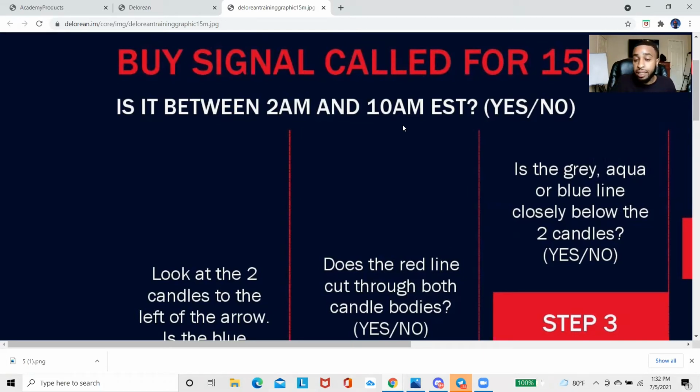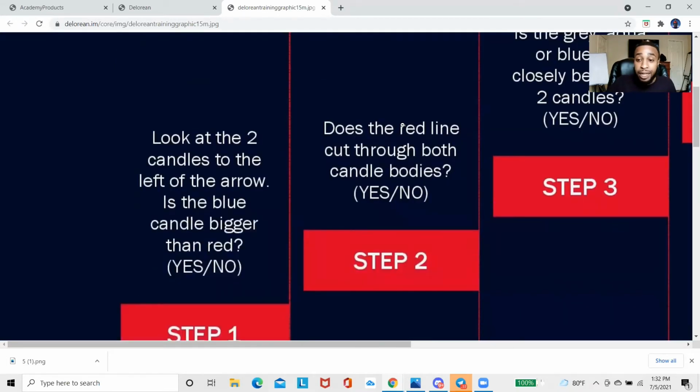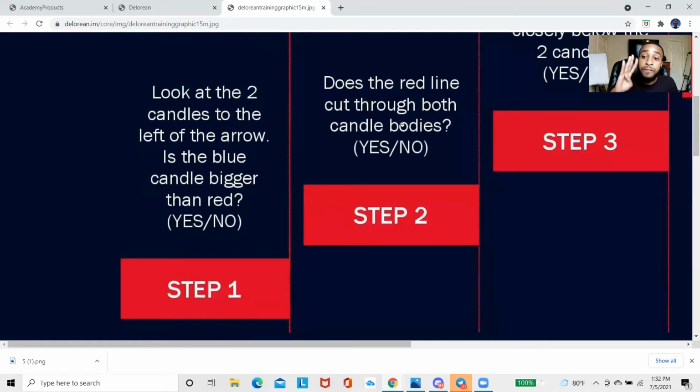Now, with that being said, if it is not between 2 a.m. and 10 a.m. Eastern, I'm Central, that would be 1 a.m. to 9 a.m., that would simply mean I would not be looking for a possible trading opportunity right now. I would need to wait, come back to the market later, and then make a decision at that time. So assuming at the time I was looking at that setup, it was in the range, all I would be doing is going over the 4 steps. If all 4 steps check off, I take the trade.